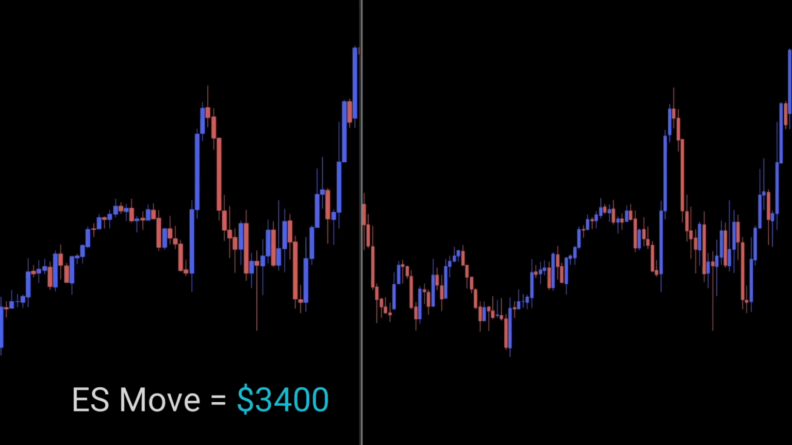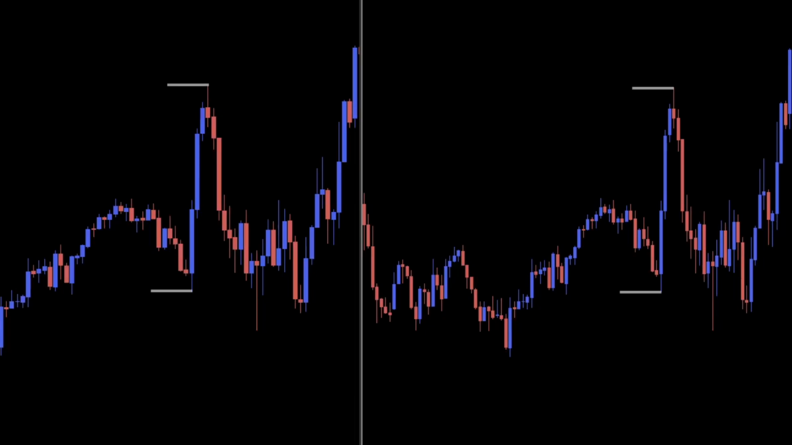Now look at what happens when the index moves 1%, 68 points. On ES, that move equals $3,400. On MES, the same point move equals $340. Look at the chart. The distance is identical, but the dollar impact is an order of magnitude different. That is the real exposure you're holding when you're taking the trade. Margin doesn't determine your risk. Notional exposure and stop distance determine your risk.